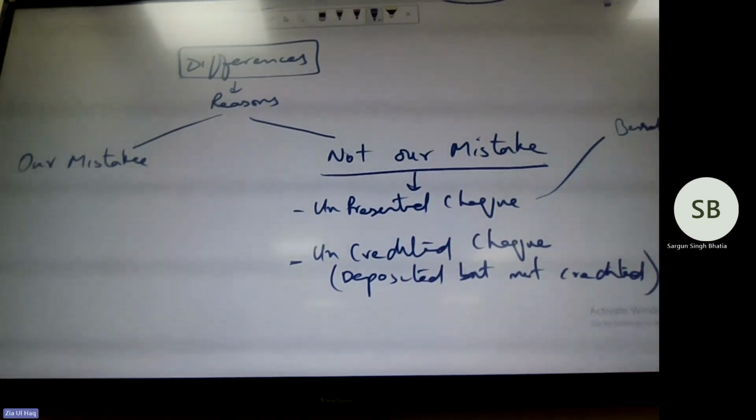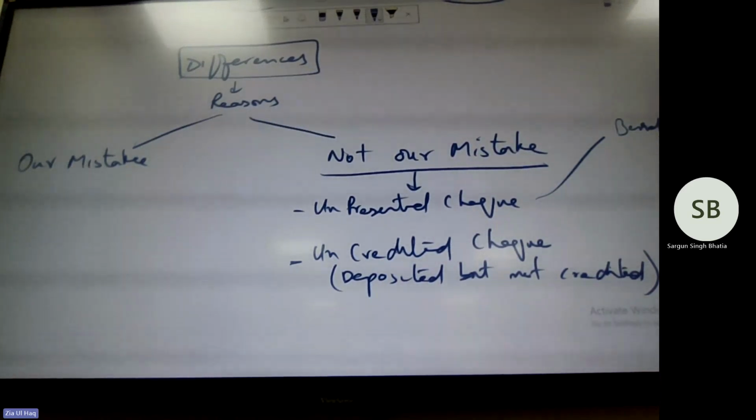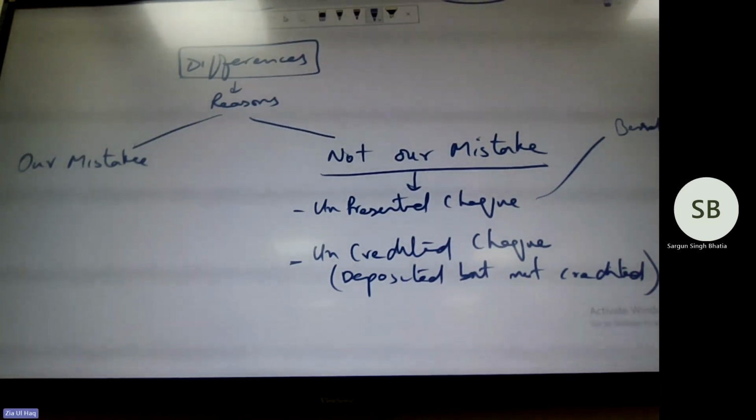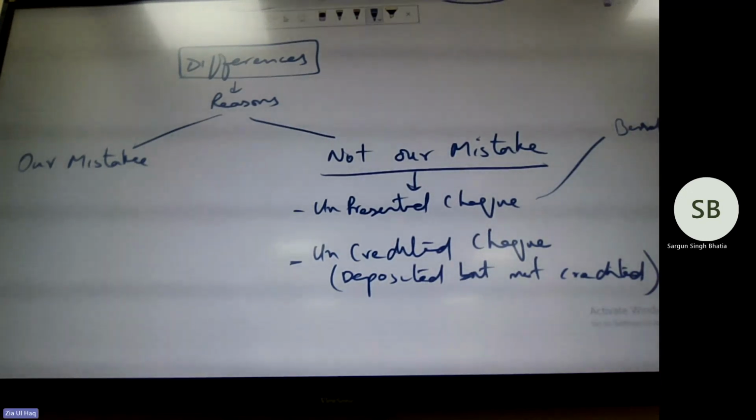So we receive a check from a customer. We record it as a receipt in the cash book, debit side, and we deposit the check to the bank. But in the bank, that amount has not been collected into our account because the check date is too far, meaning it is relating to next month. In next month, when the date comes, the check will be cleared and the amount will be deposited into our bank account. Is that our mistake? No, this is not our mistake.